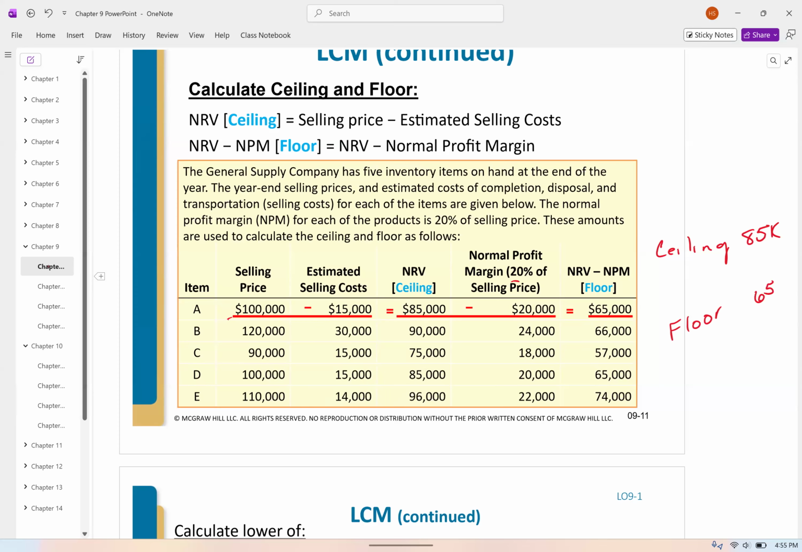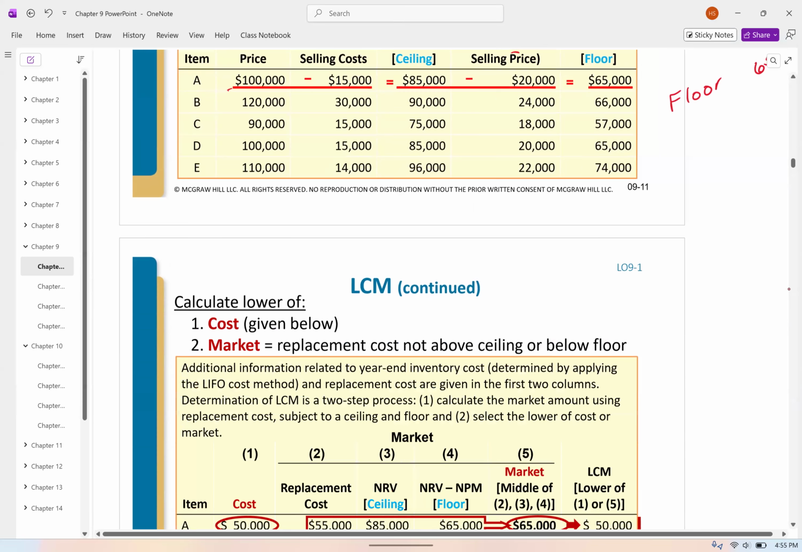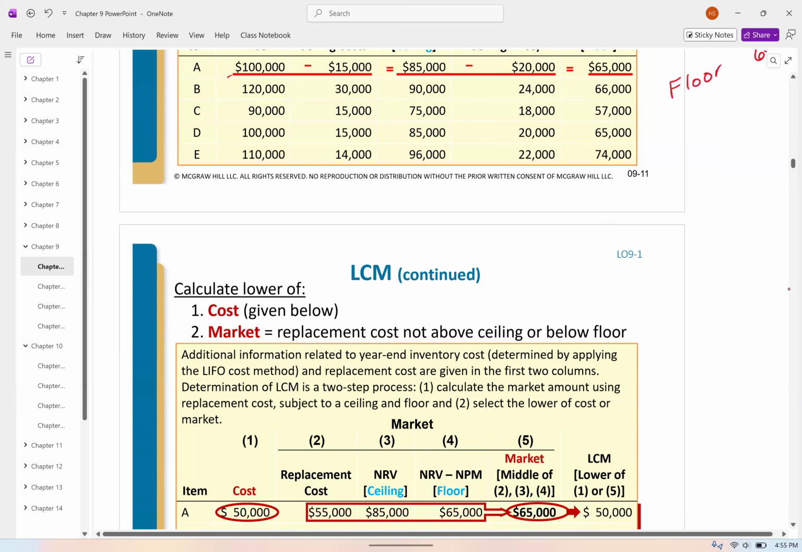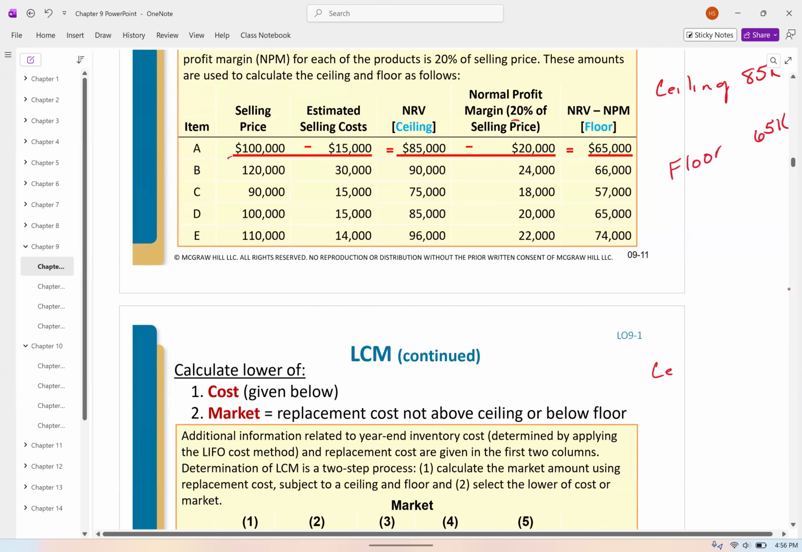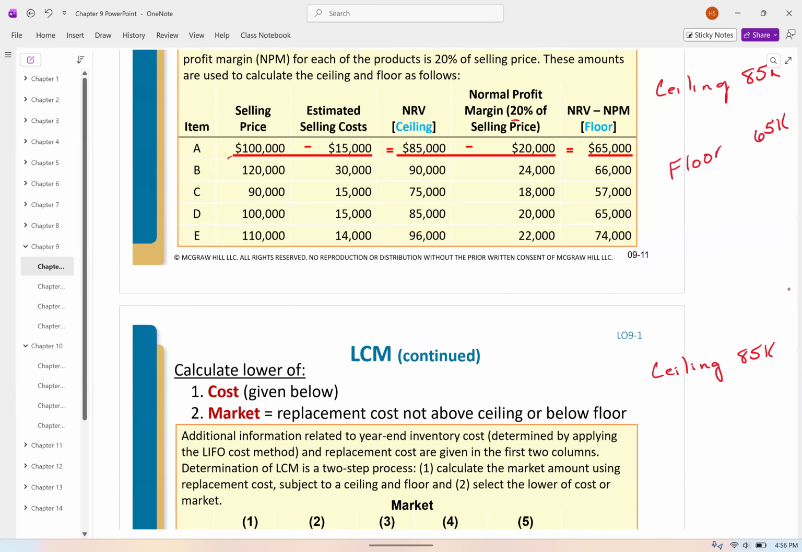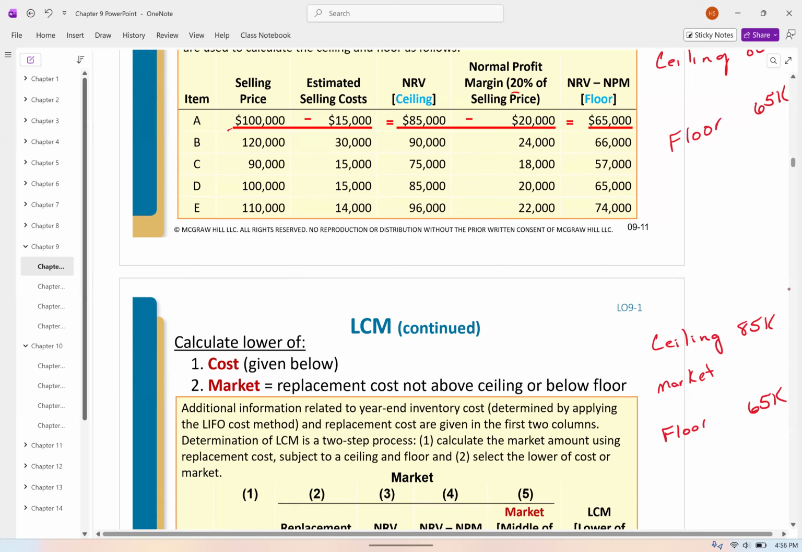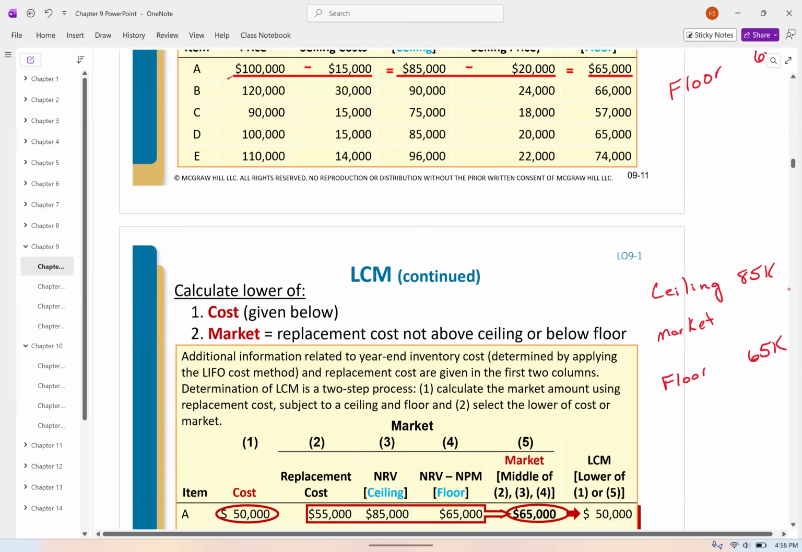Now we're going to go up here and they're going to give us that replacement cost, which was 55,000. So I probably should just pull these down. Ceiling. And this keeps us from lowering the amount too much. And then replacement or market for this unit was 55,000. Don't look at the cost just yet.